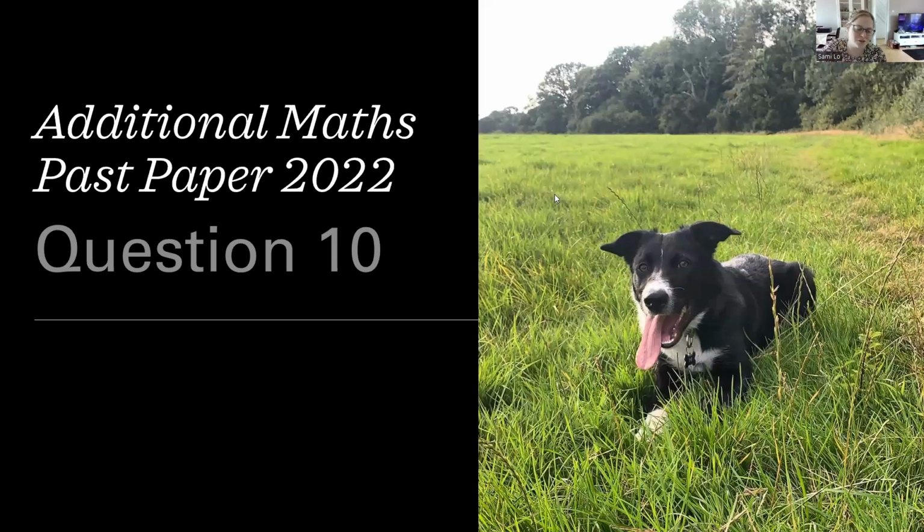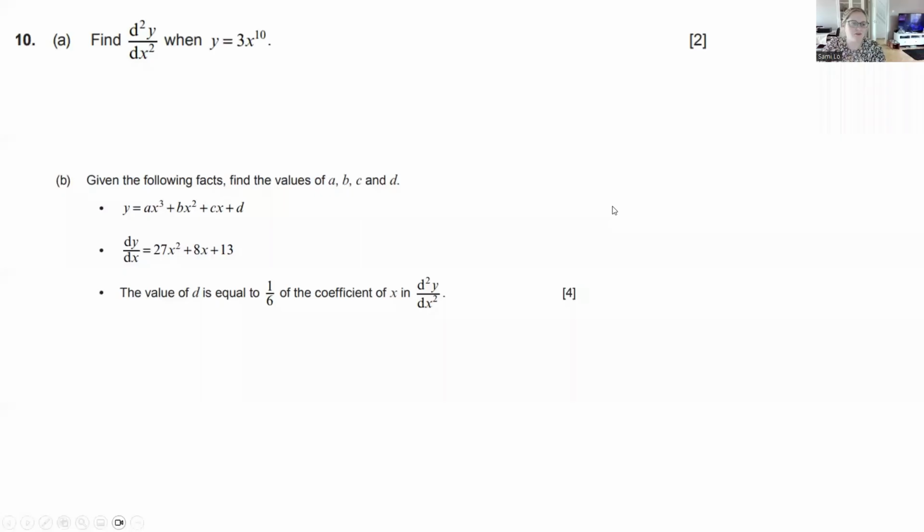Question 10 of the Additional Maths paper 2022. So the first question is find d2y by dx squared. When you're doing second differentiation, it's not as bad as it seems. Do first differentiation first. So dy over dx. Remember that the power comes in front and times it by 3.